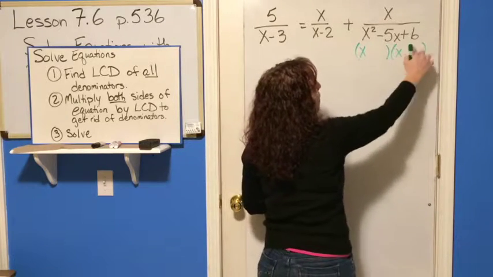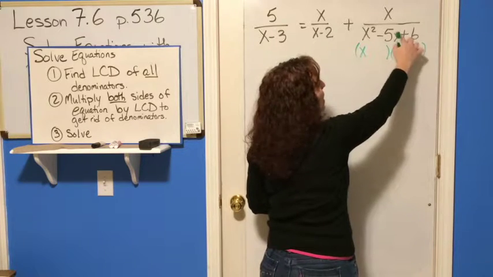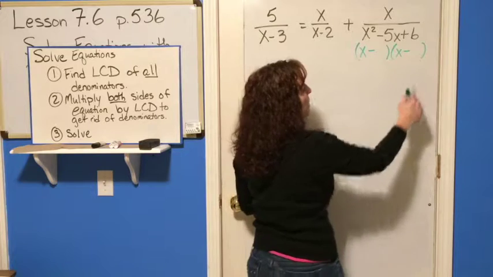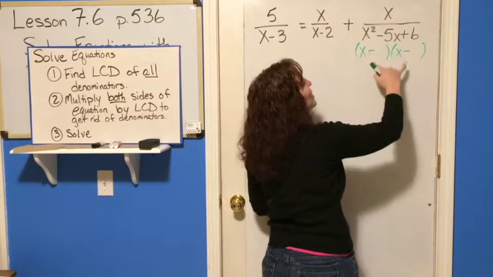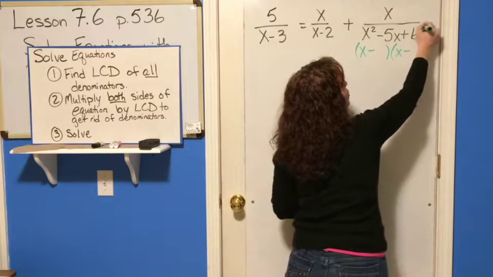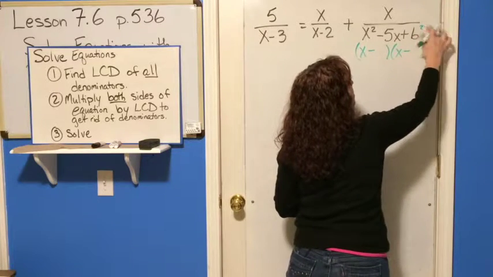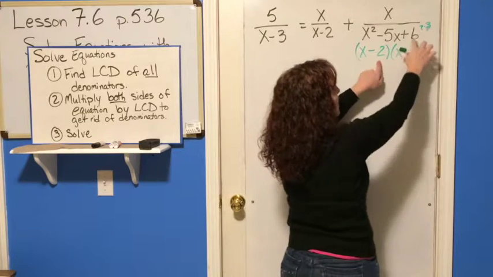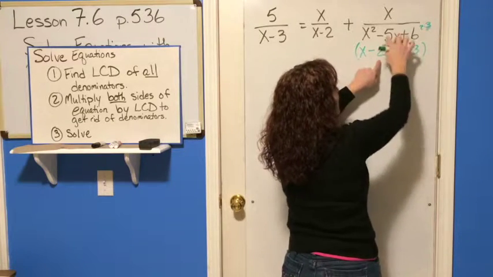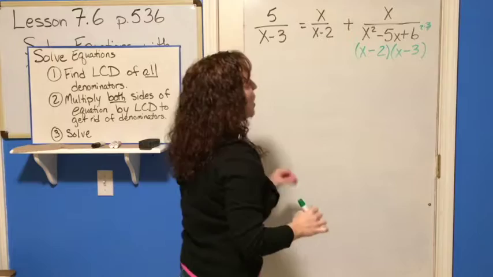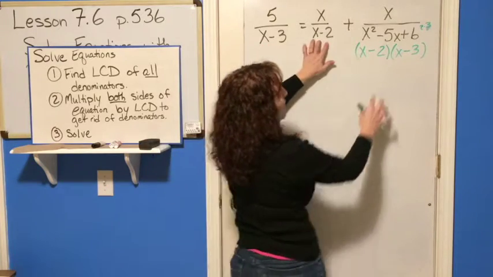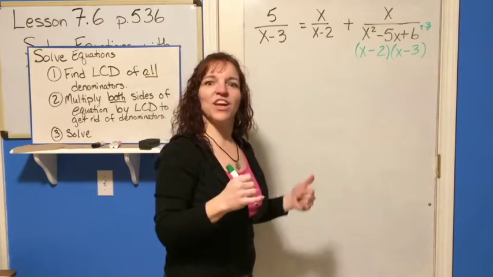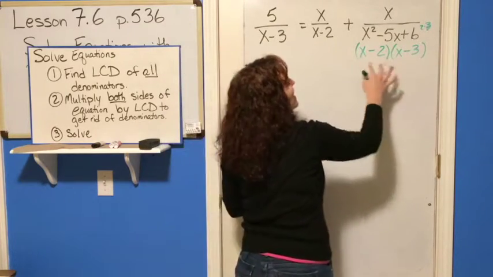X times x is x squared. Positive, so the signs are the same. I want to add so my signs are negative, so they're both negative. And I know that 2 times 3 is 6, and 3 plus 2 is -5. And lo and behold, x minus 3 and x minus 2 multiplied together give us what we had already. So there's our common denominator, is both of these together.